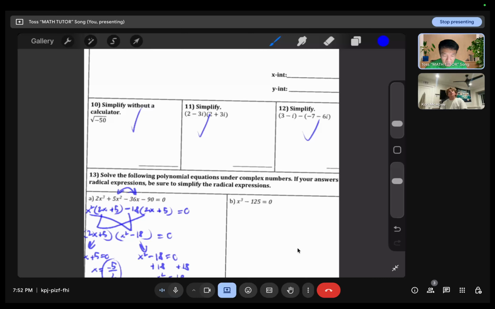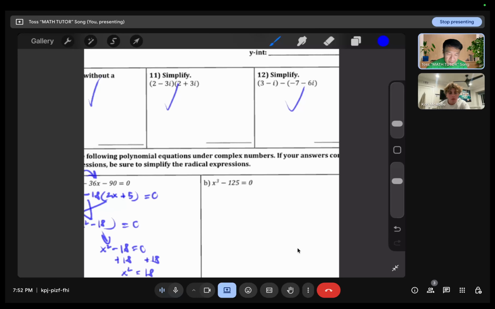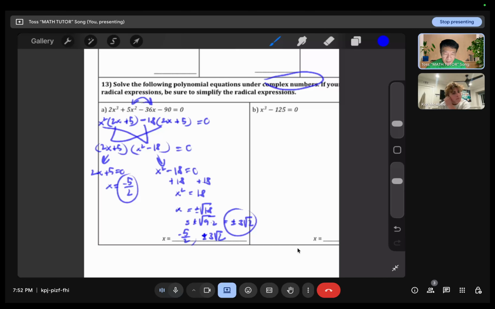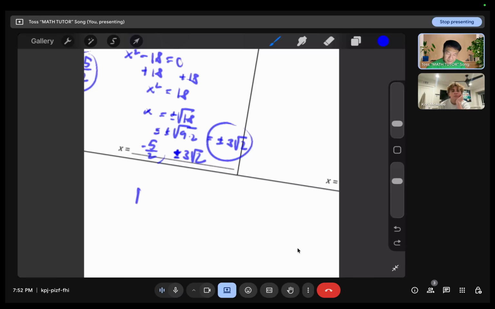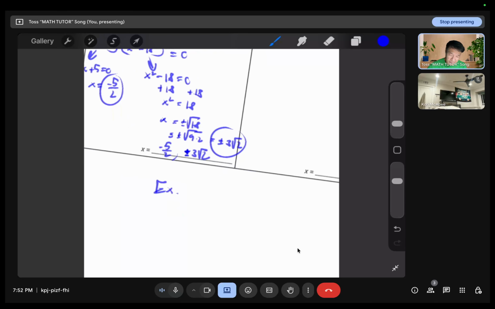Let me show you here. Solve the following polynomial equation under complex numbers. There is no complex number coming out of it. But when is that going to happen? Well, I'm making this up. If you actually get one of the factors to be like this, pretend you work your way, and you get something in front, but one of them looks like this. I'm making this up.